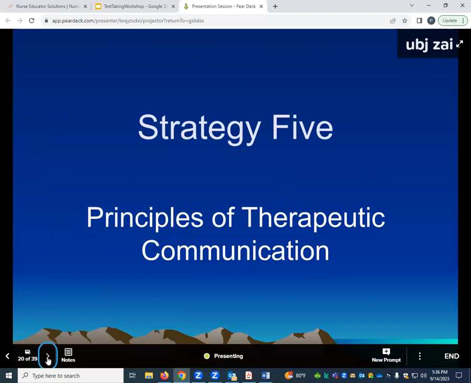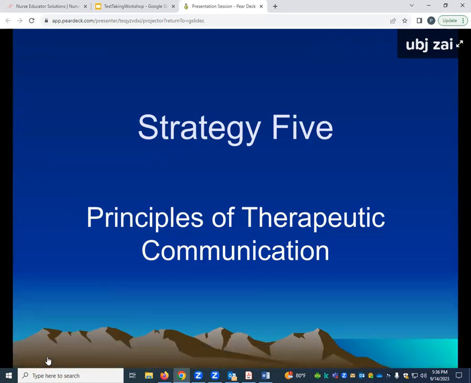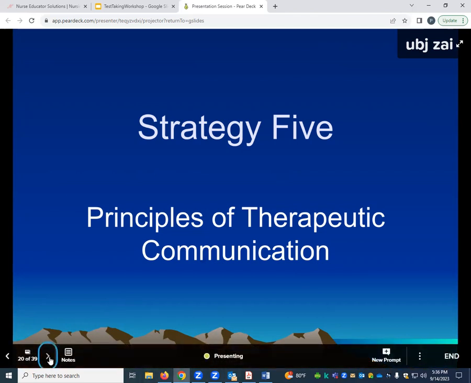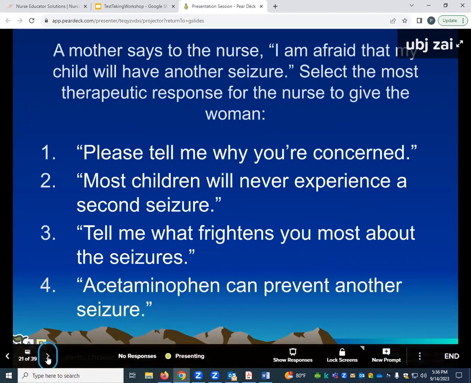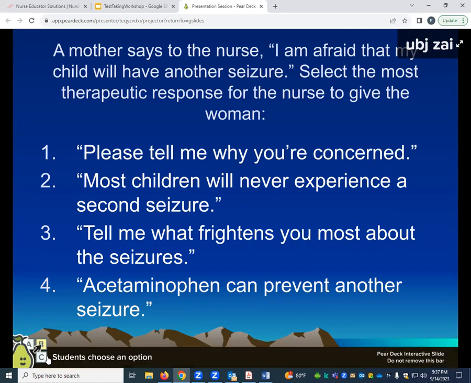Principles of therapeutic communication. Oftentimes your questions are going to say, the patient says XYZ, what is my most therapeutic response? So let's see how we are going to be answering this question using our therapeutic communication techniques. The mother says to the nurse, I'm afraid my child will have another seizure. Select the most therapeutic response for the nurse to give the woman.